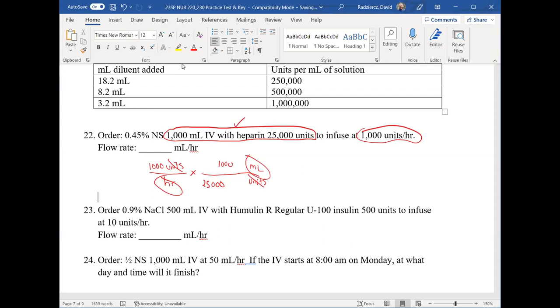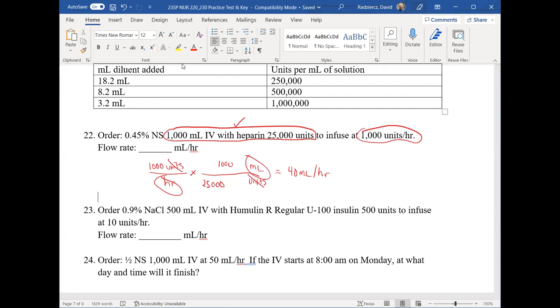Okay. So I'm going to take the 1000 units times 1000 milliliters. So 1000 times 1000, and I'm going to divide by 25,000. And I'm going to get an answer that probably seems a little bit more realistic of 4 milliliters per hour. So I didn't have to convert minutes to hours. I didn't have to do anything other than convert units per hour to milliliters per hour.